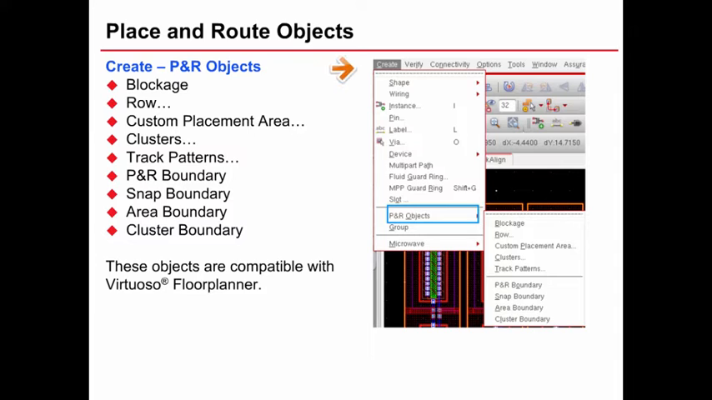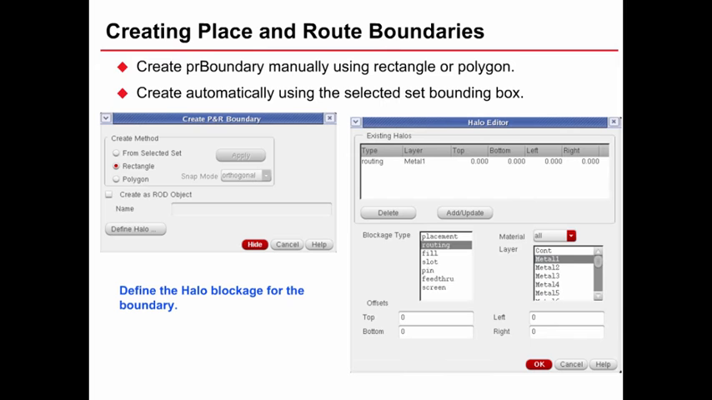Place and route objects. So under create, you can come down to place and route objects, and any of these you could bring up the forms, and any of those are available for you to create. So you're going to create that place and route boundary. Where do you want it? So you could say, I would like it around the selected set, or I would just want to make it using a polygon or a rectangle. And then if I want to define a halo, I can, which would go along with that place and route boundary.